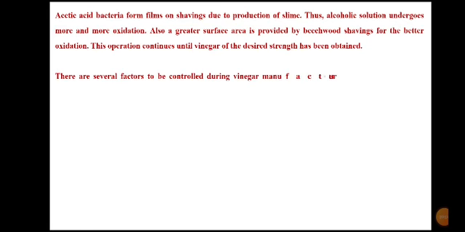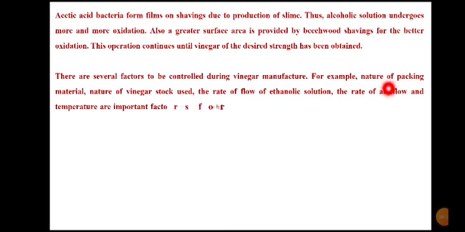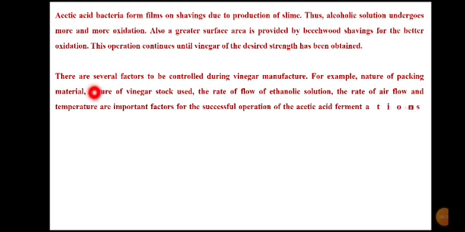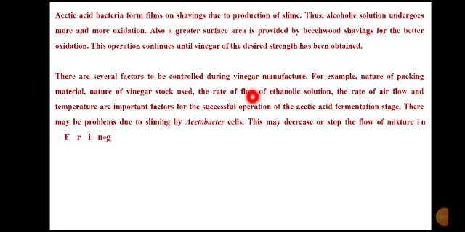Now, there are several factors to be controlled during the vinegar manufacturing process. For example, the nature of packing material, the nature of vinegar stock used, the rate of flow of ethanolic solution, the rate of airflow, and temperature are the important factors for the successful operation of the acetic acid fermentation stage. There may be problems due to sliming of Acetobacter cells.